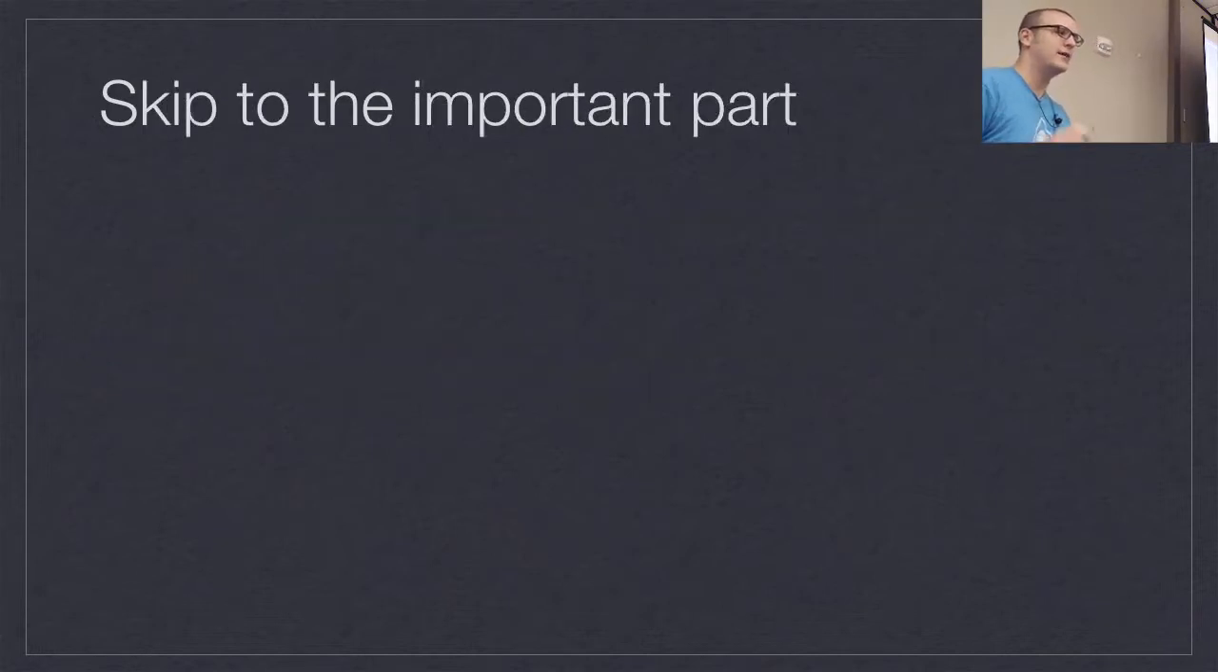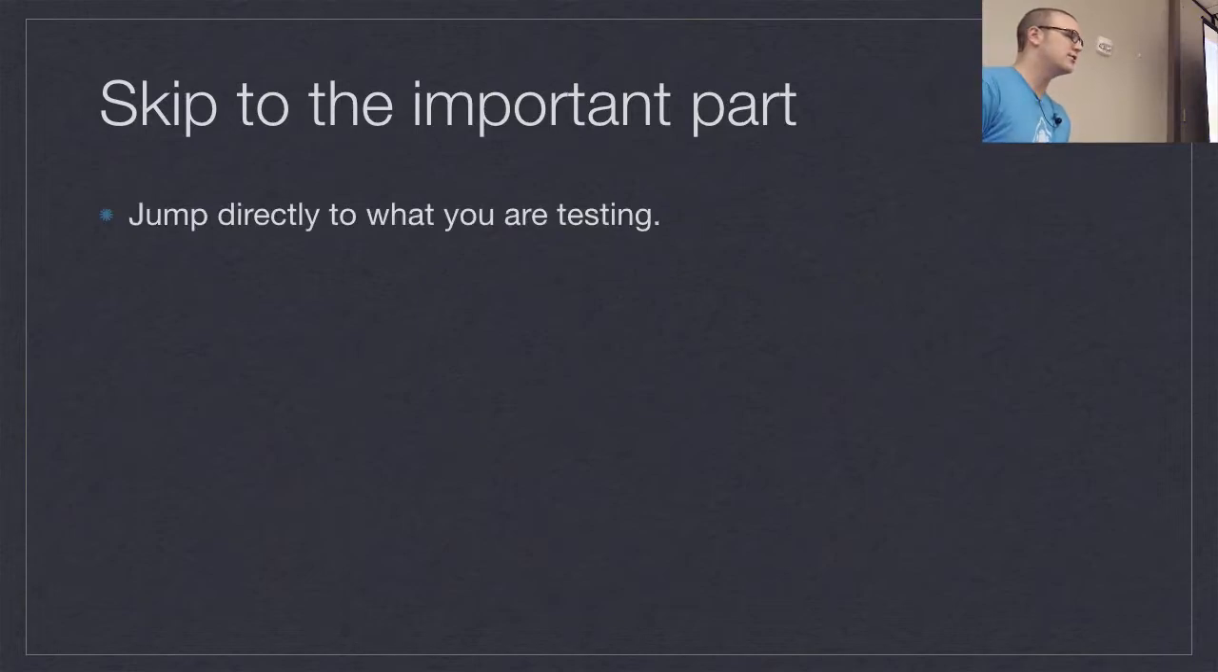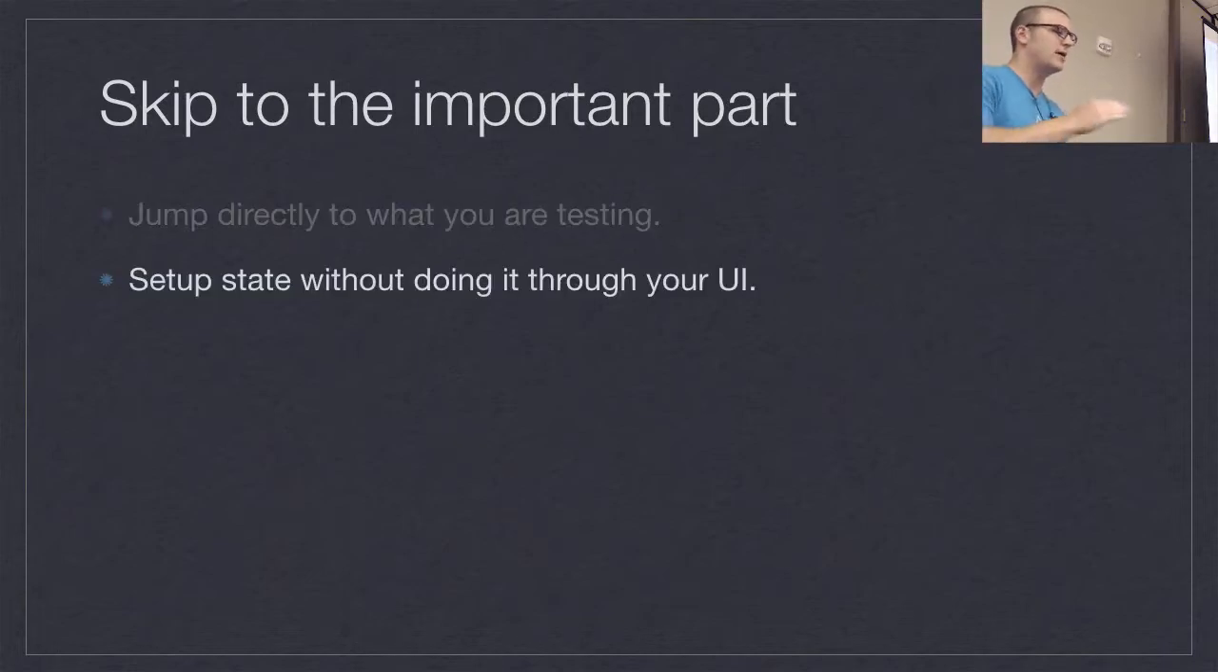So skip to the important part. That's pretty much what I'm saying: if you're testing the settings screen, just skip there. Just jump directly there and set up the state without going through the UI. It's one thing that's hard for people to realize sometimes, I think. If I want to test something on the home screen, and I'm just thinking about it from an outside perspective, I always have to launch the app.